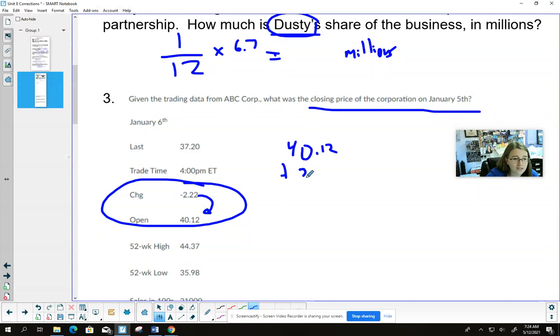Again, for this question, though, it's going to vary from person to person what answers they have. So just be careful. We add because it's negative. If your change is positive, you subtract. Because, again, you're going backwards a day. This is January 6th. We want January 5th. Going backwards means we're going to do the opposite. So whatever your change is, do the opposite of that to the open.